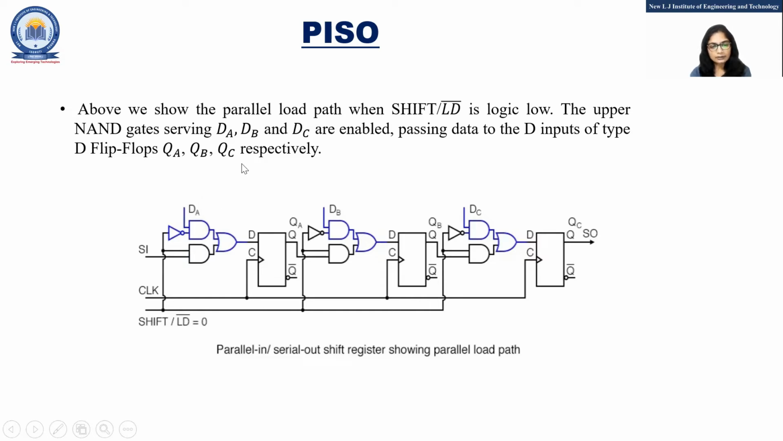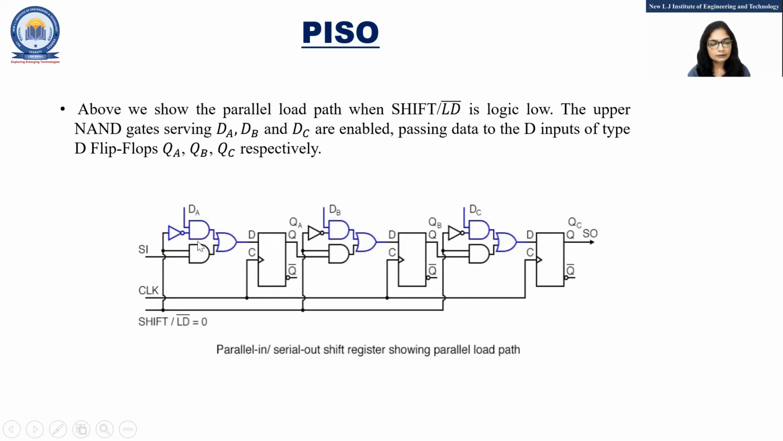Now this is what DA, DB, DC. So suppose I want to load the data. At that time, as I told you, this input is 1. And here I am applying DA, DB, DC simultaneously. Suppose this DA is 1 and this signal is also 1. So output of this AND operation will be 1.